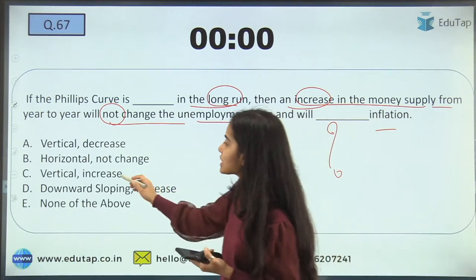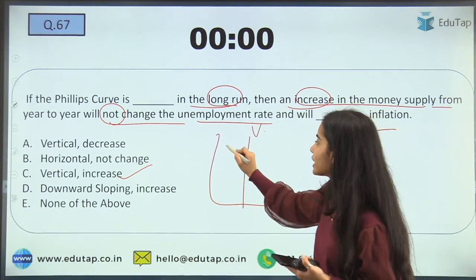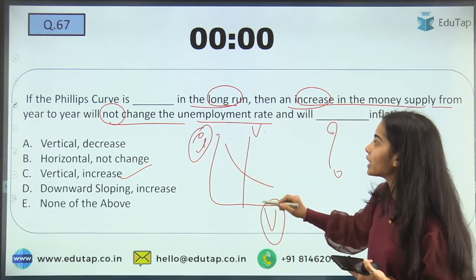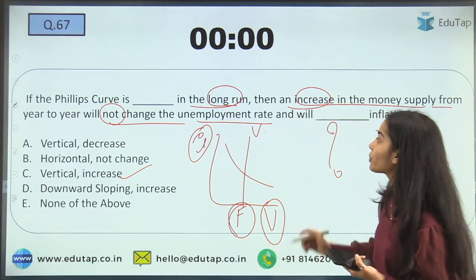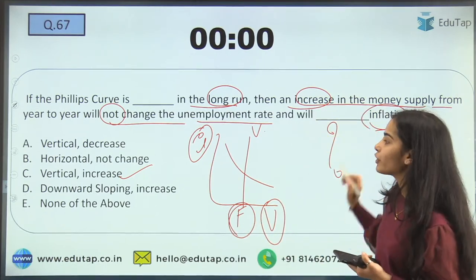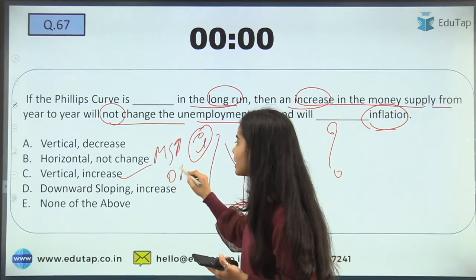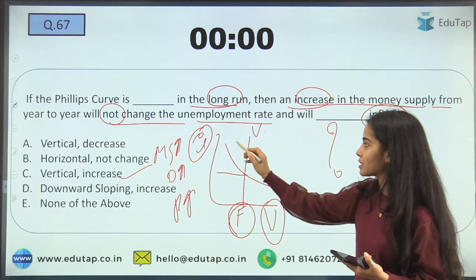Okay, 67C, that is the right answer. That is, the Phillips curve is vertical in the long run and downward sloping in the short run. It tells you the inflation and unemployment relation, and unemployment will not change in the long run because it is at the full employment level. But inflation will increase with the money supply, because with the money supply increasing, demand will increase and the prices will increase. So the inflation will increase.